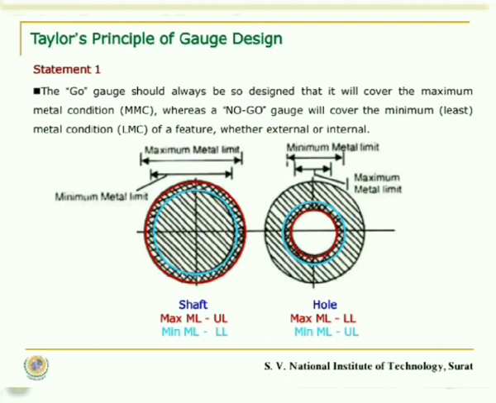Now, this Taylor's principle of gauge design discusses some aspects with respect to maximum and minimum metal limit. Statement 1 suggests the GO gauge should always be designed so that it will cover the maximum metal condition, whereas a no-go gauge should be designed so as to cover the minimum metal condition of a feature. The feature can be external like a shaft or internal like a hole.